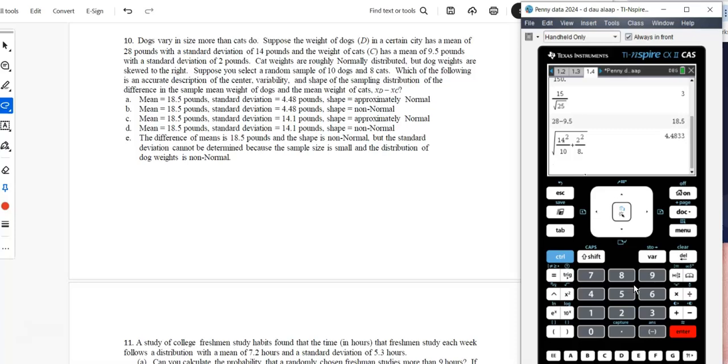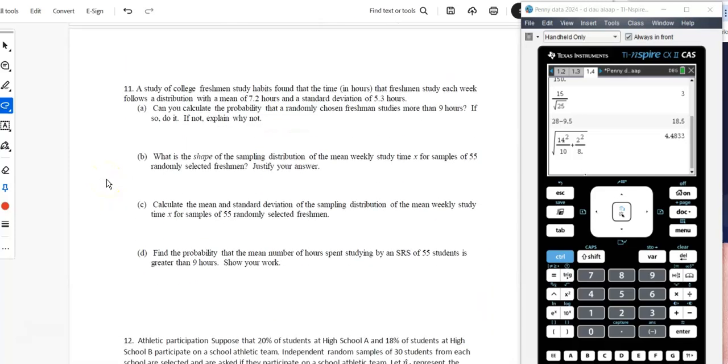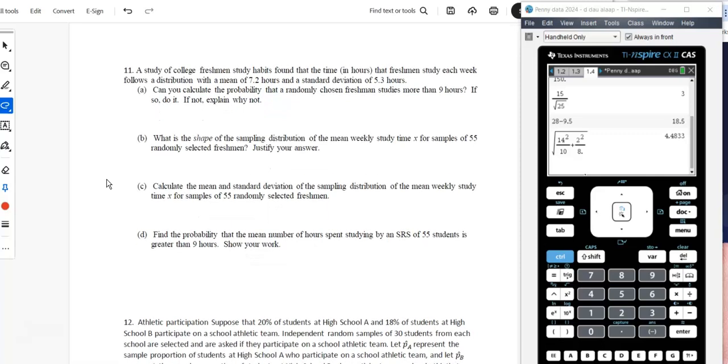Approximately normal, I don't think so, right? Because you saw how small these were, and only one of them was actually normally distributed. That would have been okay, but the other one wasn't. So central limit theorem doesn't apply, so that's not true. So it's got to be B. But I didn't read E. Standard deviation cannot be determined. Yeah, we can determine standard deviation. That's not it.